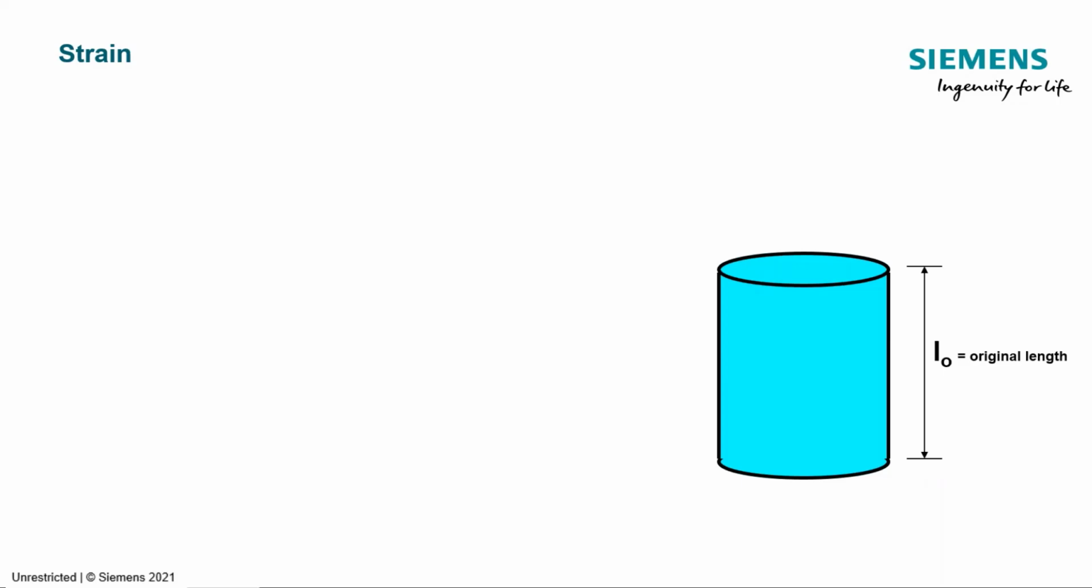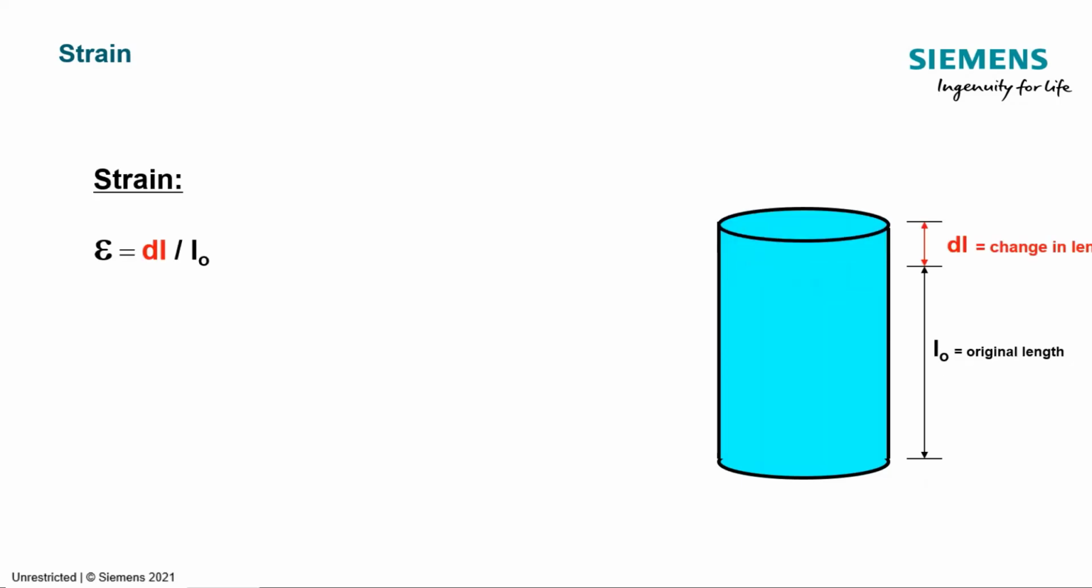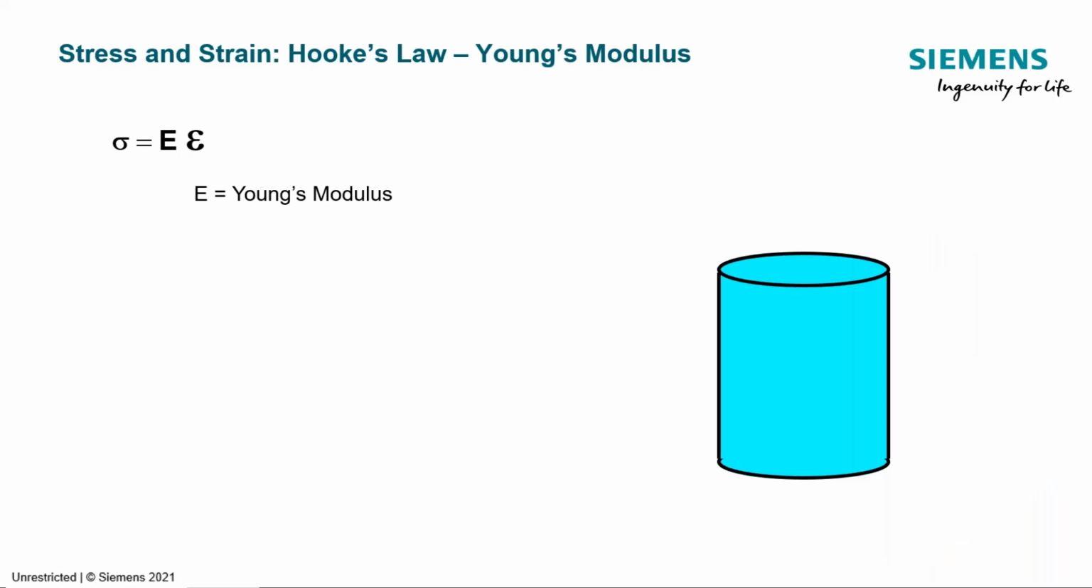Strain is a little bit more complicated, I think, to understand, simply because it doesn't have a unit. It's a relative parameter. It's a change in length over a length. Its units are microstrain because it's really small. So that's 10 to the minus 6. We can relate stress to strain through something called Young's modulus.